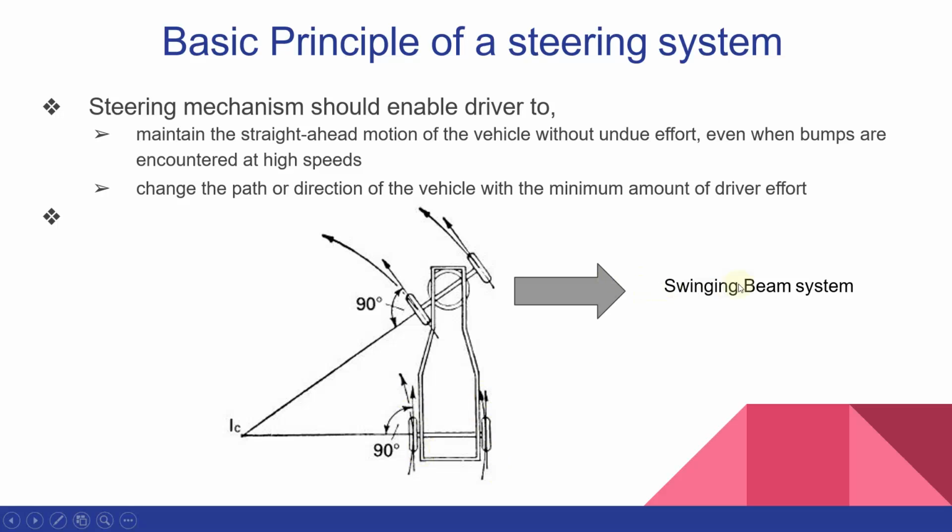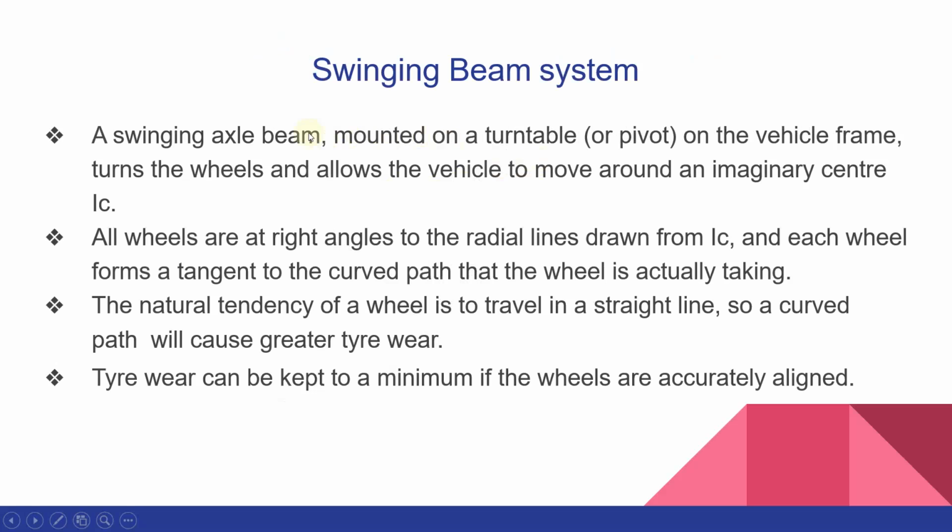So that is the swinging beam system. It is a theoretical system. A swinging axle beam is mounted on a turntable on the vehicle frame. It turns the wheels and allows the vehicle to move around an imaginary center LC.